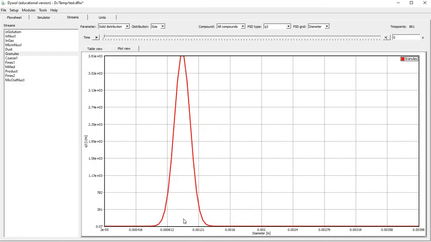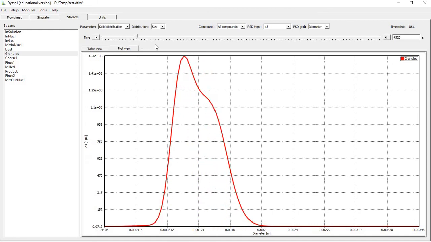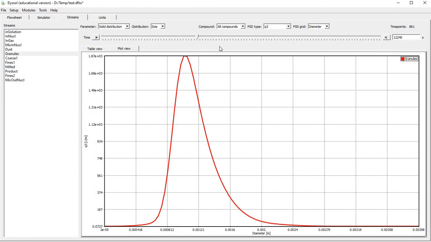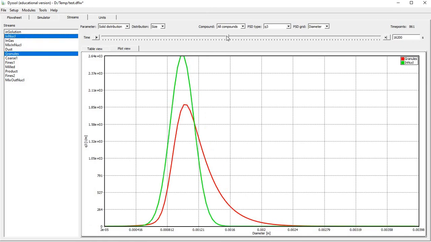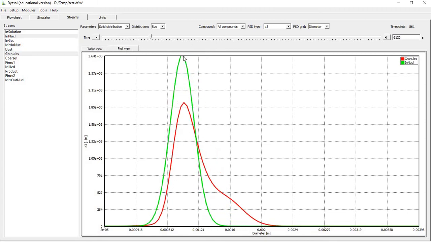So we start with a median size of 1 millimeter, and with time we have enlargement of particles as well as some sort of dynamic process caused by the existence of screens and recirculation streams. So we can, for example, compare granules and input nuclei streams in the initial time points and later on how they change.